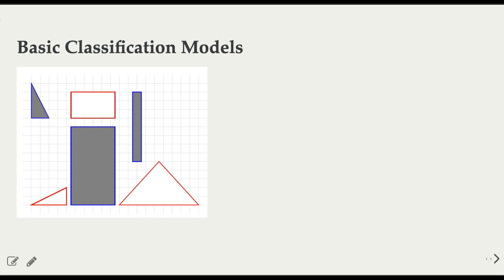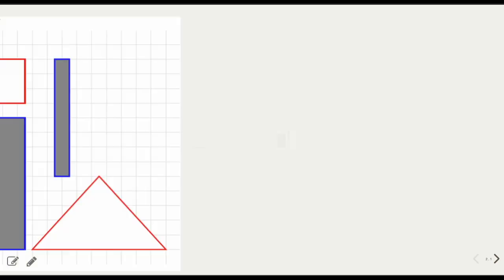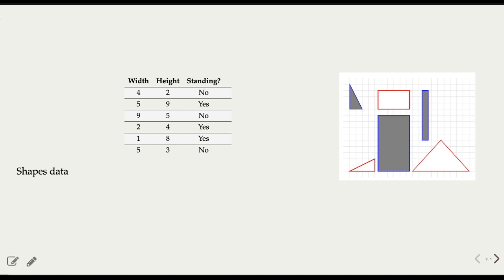Let's use a simple collection of data here, a collection of shapes with different width and height. This is a collection that we can use to illustrate the basic point of classification, whether a shape is standing versus lying. So let's look at the data here. Again, it's a very small collection with only a few variables: the width, the height, and the class about standing or not.